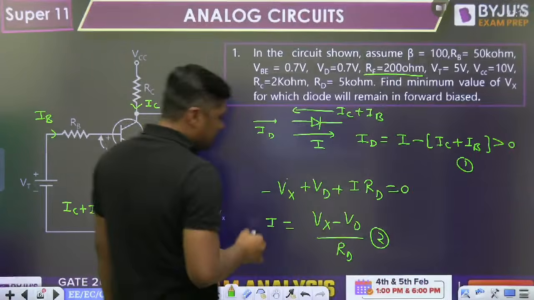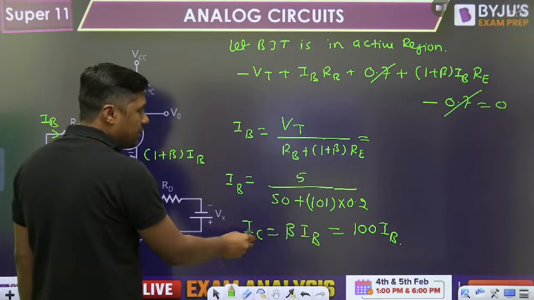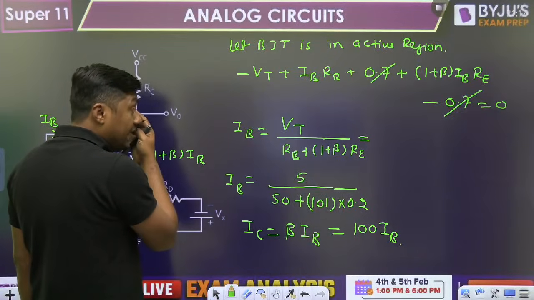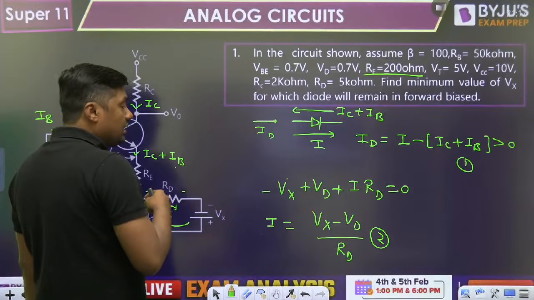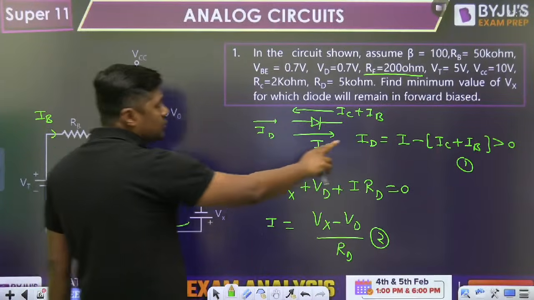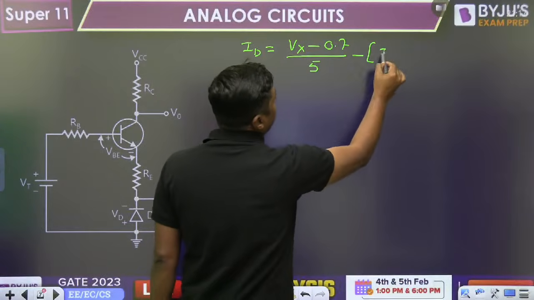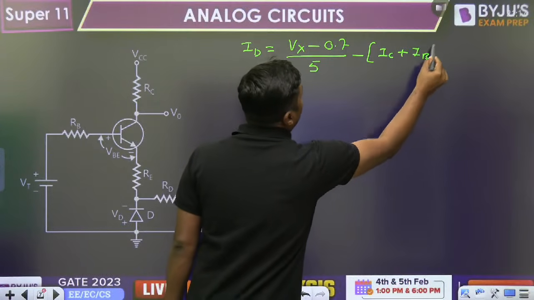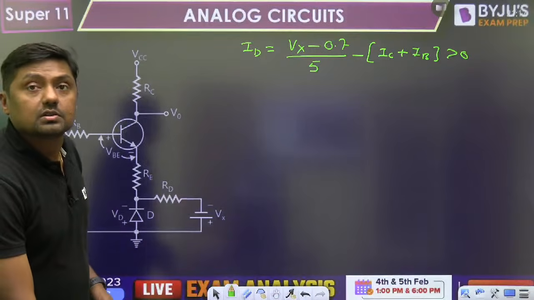Minus IC plus IB. Get the value of IC plus IB from this formula. Get the IC and then the IB. Add these two values, and then finally put it here. You have to check this minus IC plus IB, and that should be greater than or equal to 0. Okay, I'm giving you 1 minute. Give me the answer. Otherwise, with calculator, I will give the answer.